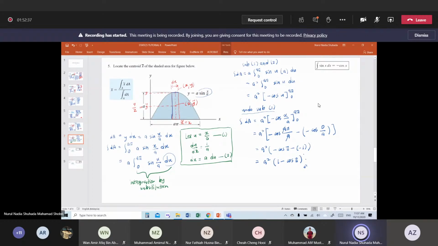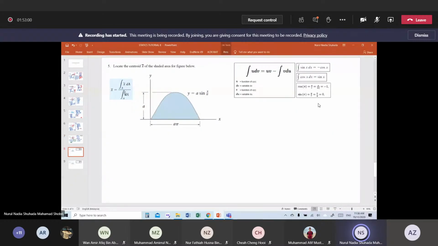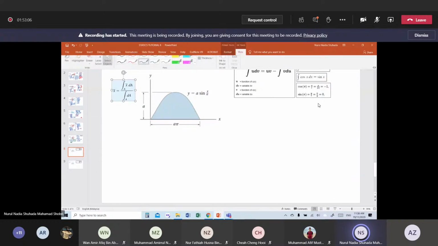Then we will move to find the upper part, which is the integration of x at the center times dA. For this upper part, you guys have to use integration by parts. Which is this one, integration by parts. I will show you how.